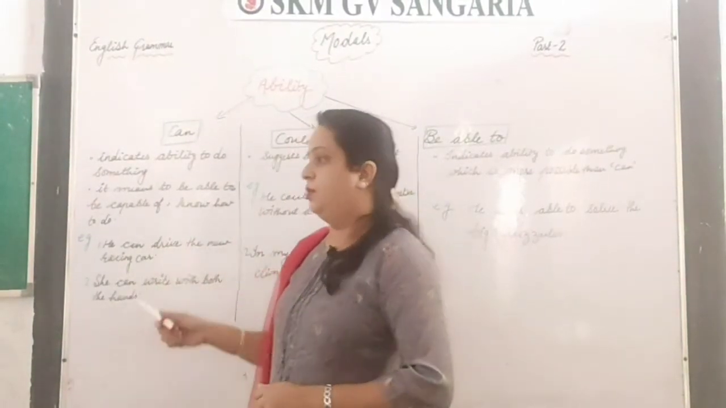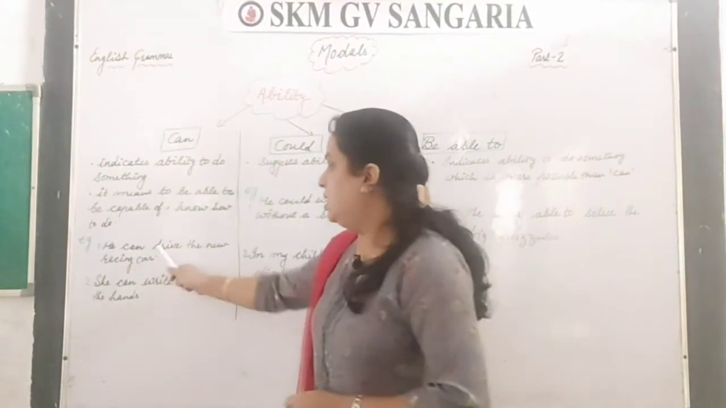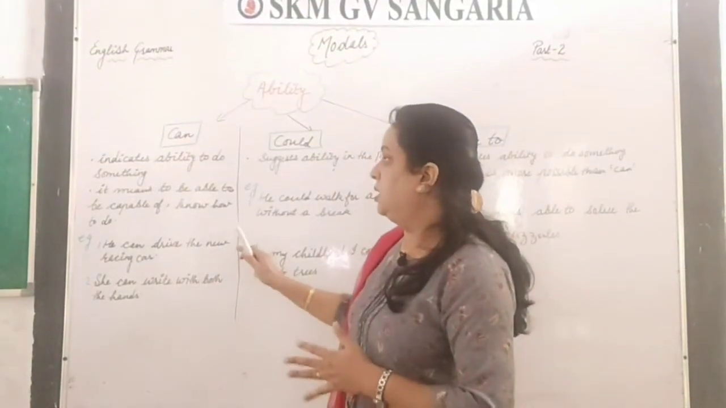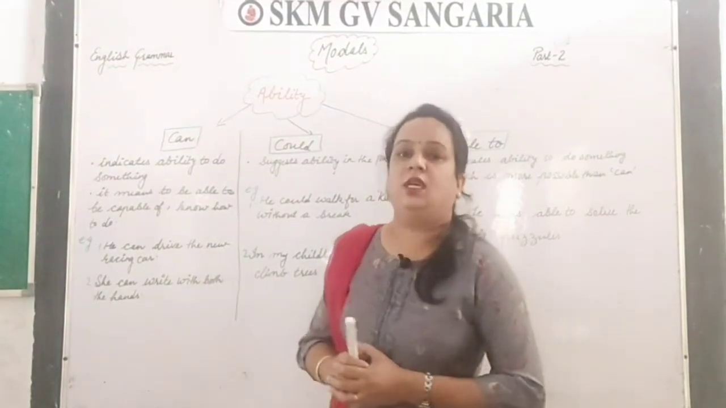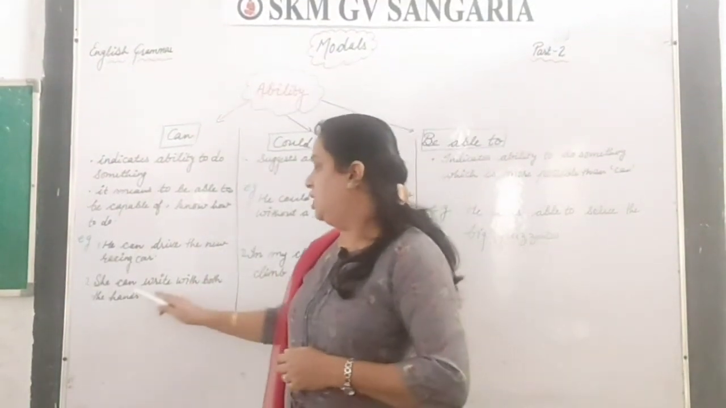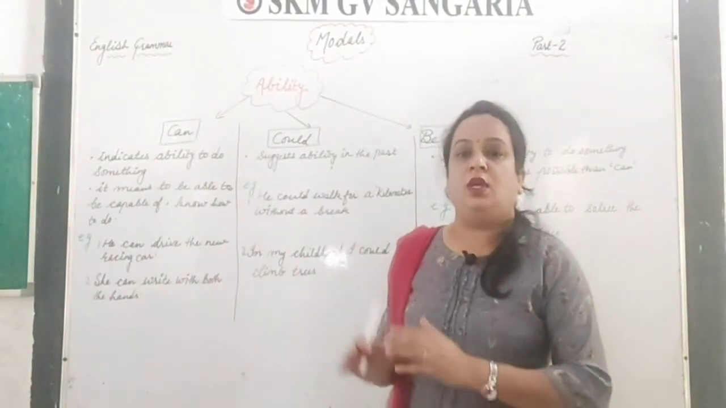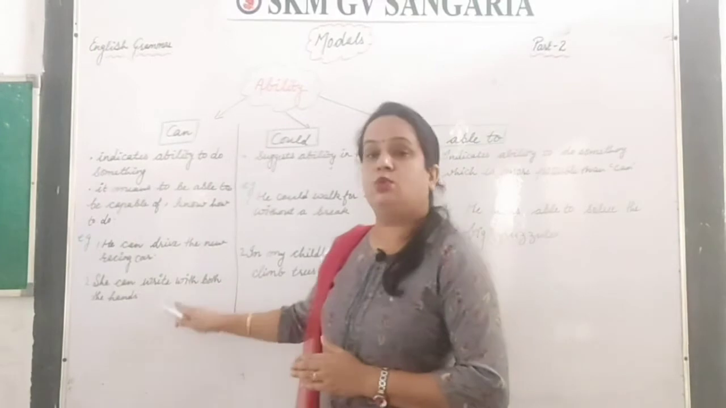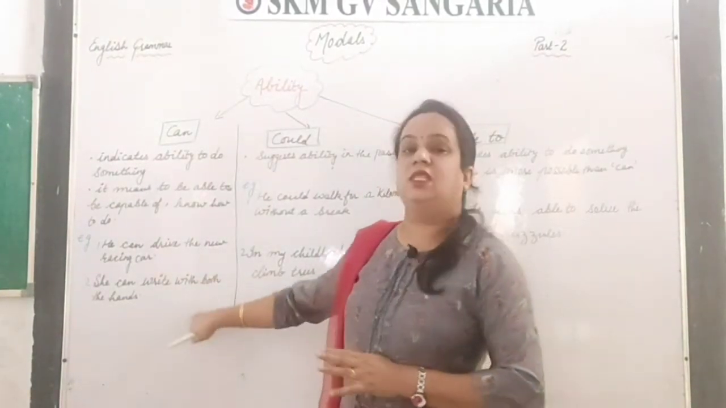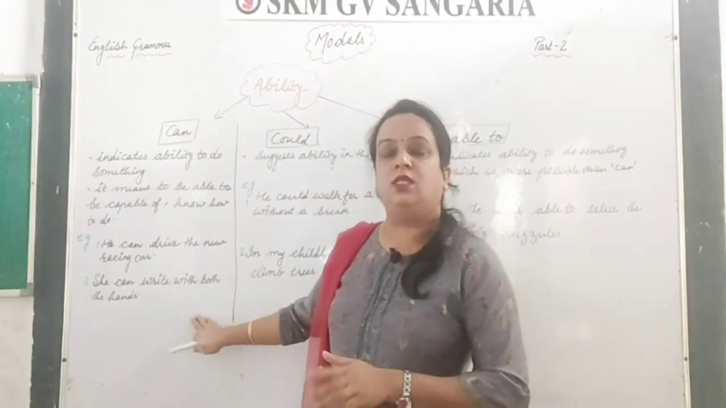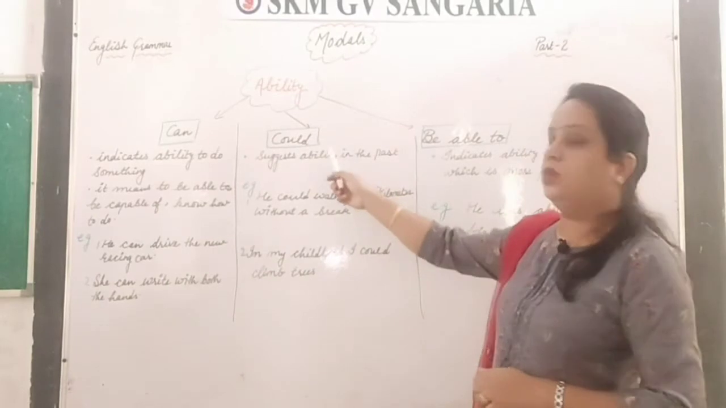For example, he can drive the new racing car. It means he knows how to drive the racing car, right? She can ride with both hands. It means she is able to ride with both of her hands. And one more thing, this is used to show present ability. Clear? Next we have to see the use of could.